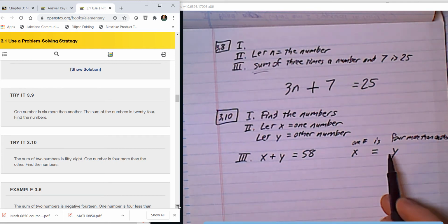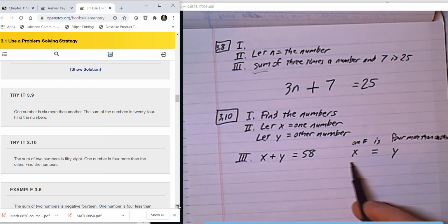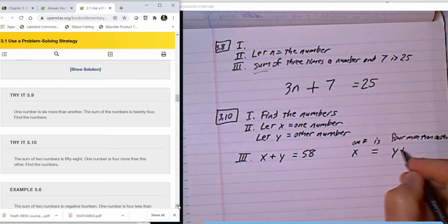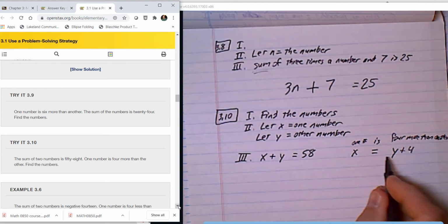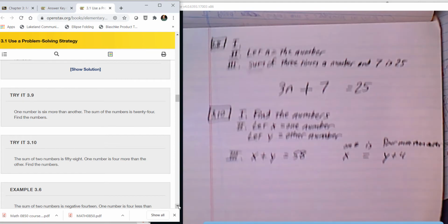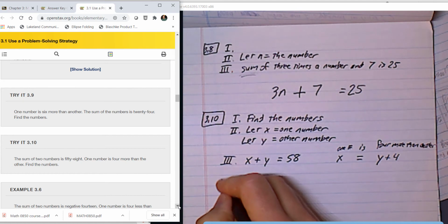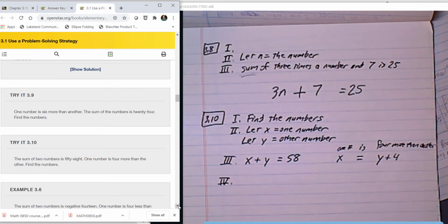So how do you make them equal? Which one's bigger? Well, x is bigger because it's 4 more than y. How do you make them equal? If you add 4 here, now you have the correct equation. So that's good work if you understand that. If not, it may take some work. You can write it down for now and at least see if you can do step 4.